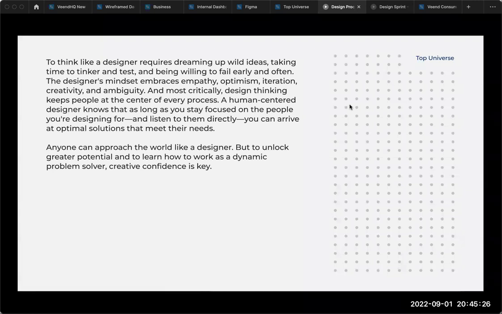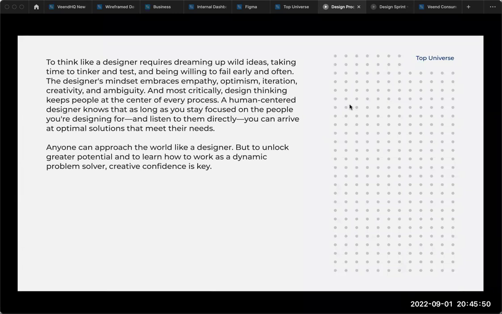So to think like a designer requires dreaming up wild ideas, taking time to think and test, and being willing to fail early and often. So the designer's mindset embraces empathy, optimism, iteration, creativity, and ambiguity. And most critically, design thinking keeps people at the center of every process. It keeps humans at the center of every process because they are the ones you are creating for.